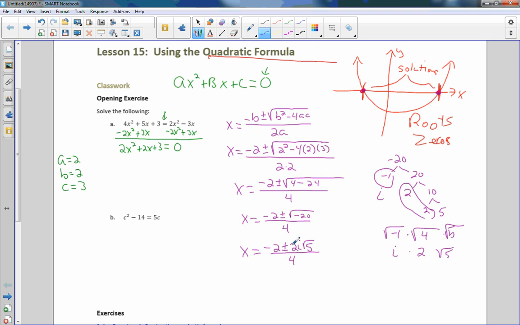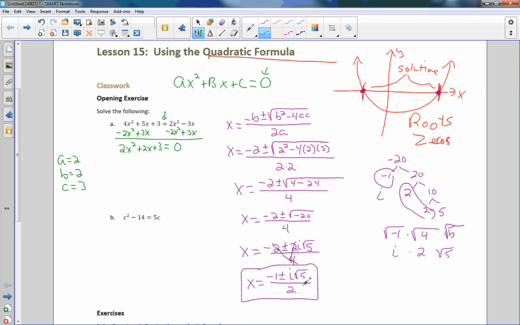Now I have a 2 in this term, a 2 in this term, and a 4 in this term. That means I can now reduce. So this will be negative 1 plus or minus 1i, or just i, square root 5, divided by 4 divided by 2, which is 2. So I just reduced these. I got rid of these values and made 2's 1's and 4's 2's. And that is my answer.